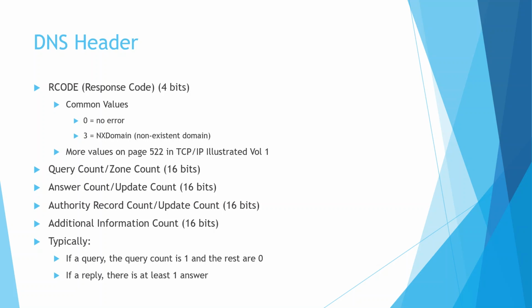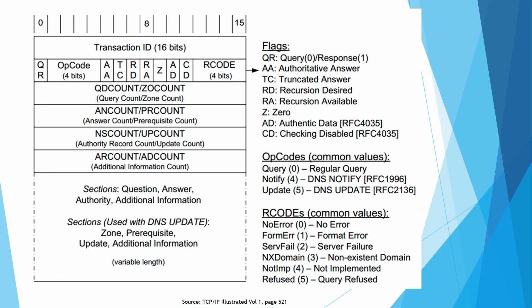Then we have query count and zone count, 16 bits, answer count and update count, 16 bits, authority record count, update count, 16 bits, additional information count, 16 bits. So typically, if it's a query, the query count is going to be 1 and the rest are going to be 0. And if it's a reply, there's going to be at least 1 answer. So that's what we got into in previous slides, saying that in the answer, authority record, and additional information portions, there's going to be at least 1 record provided there.